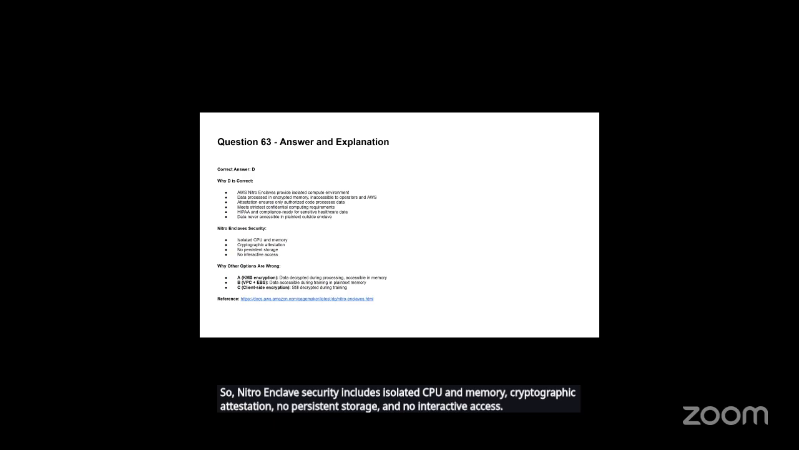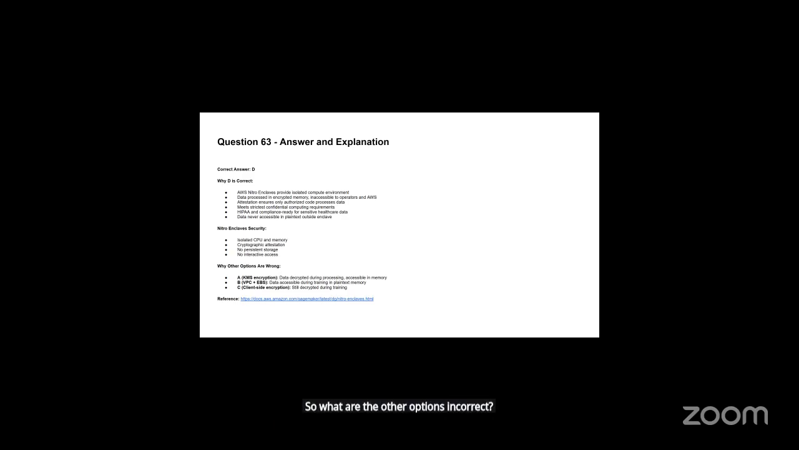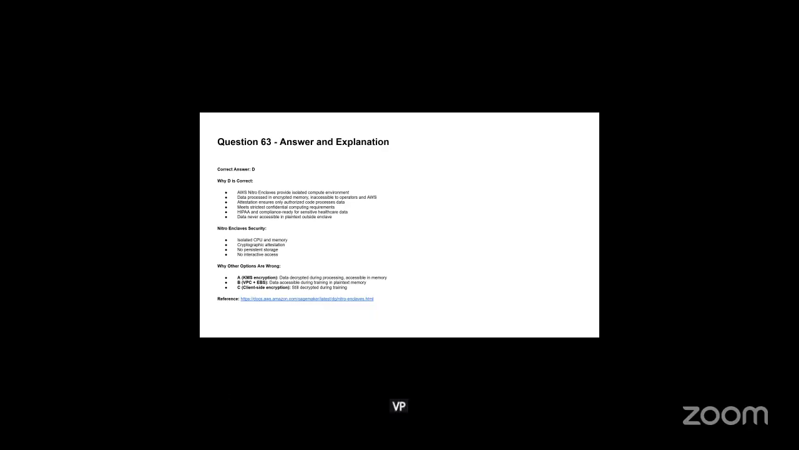So why are the other options incorrect? KMS encryption is for data at rest, but data is decrypted during processing, when it's accessible in memory. VPC and EBS, this is data accessible during training in plain text memory. Client-side encryption, it's still decrypted during training.